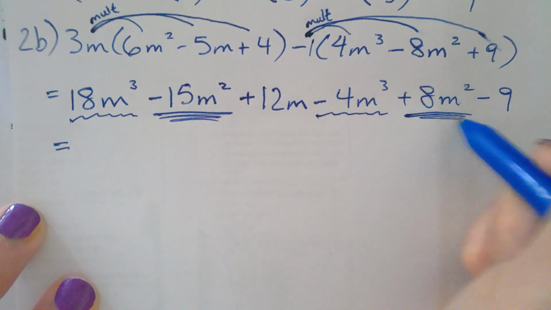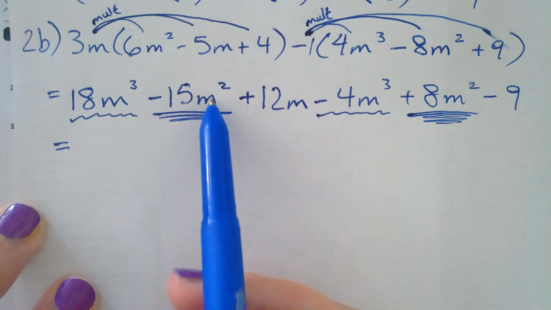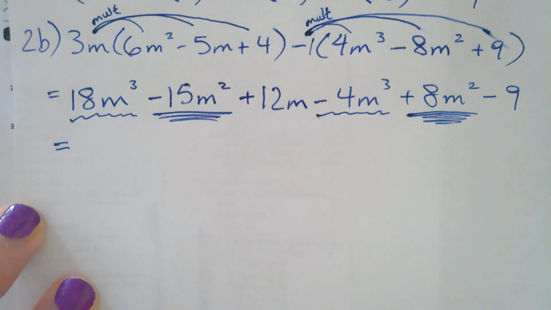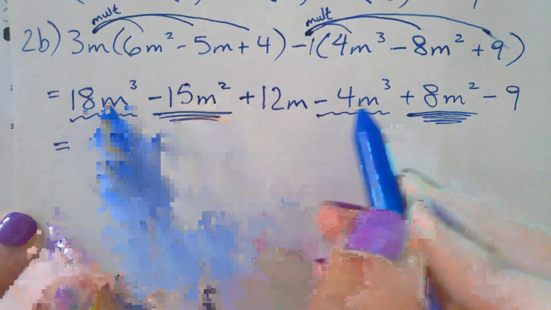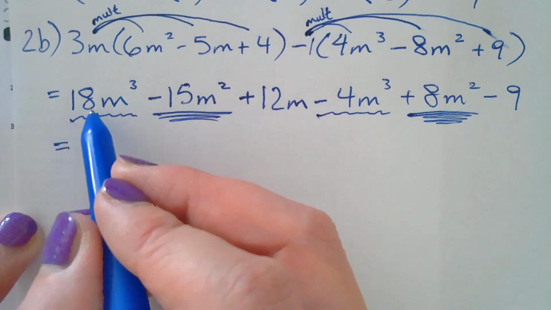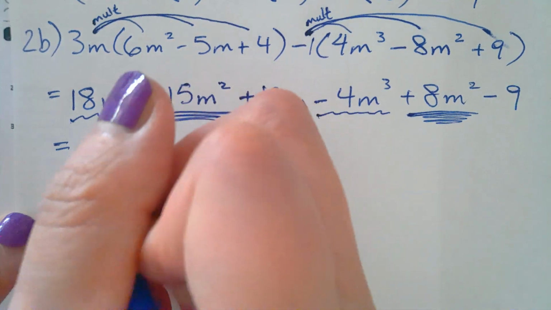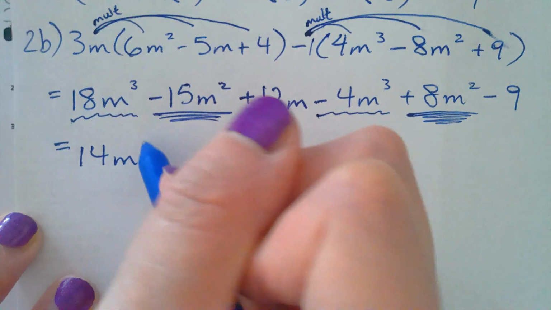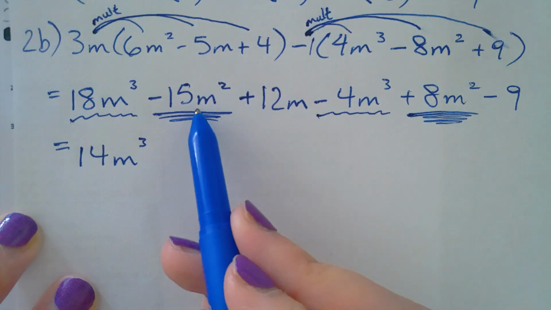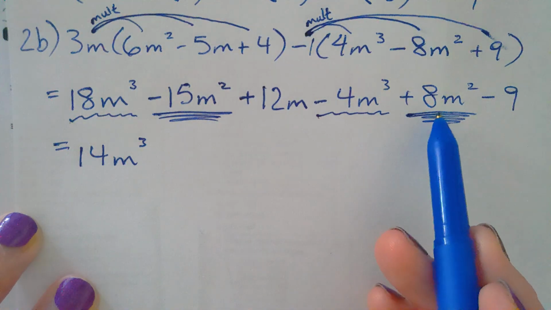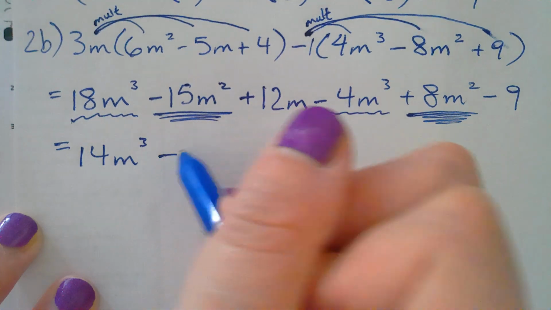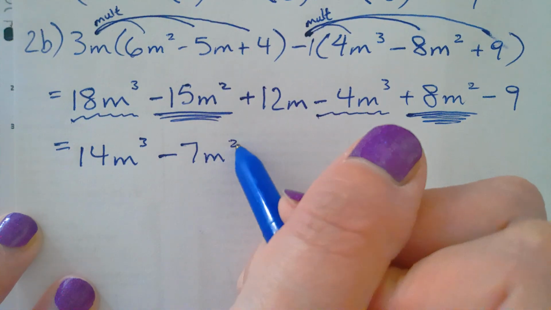8m squared, right. Okay. m squared, same type. Is there a next one? There is no next one. Good. Okay, so now I can add and subtract these. 18m cubed minus 4m cubed. I'm left with 14m cubed. Negative 15m squared plus 8m squared. That is negative 7m squared.